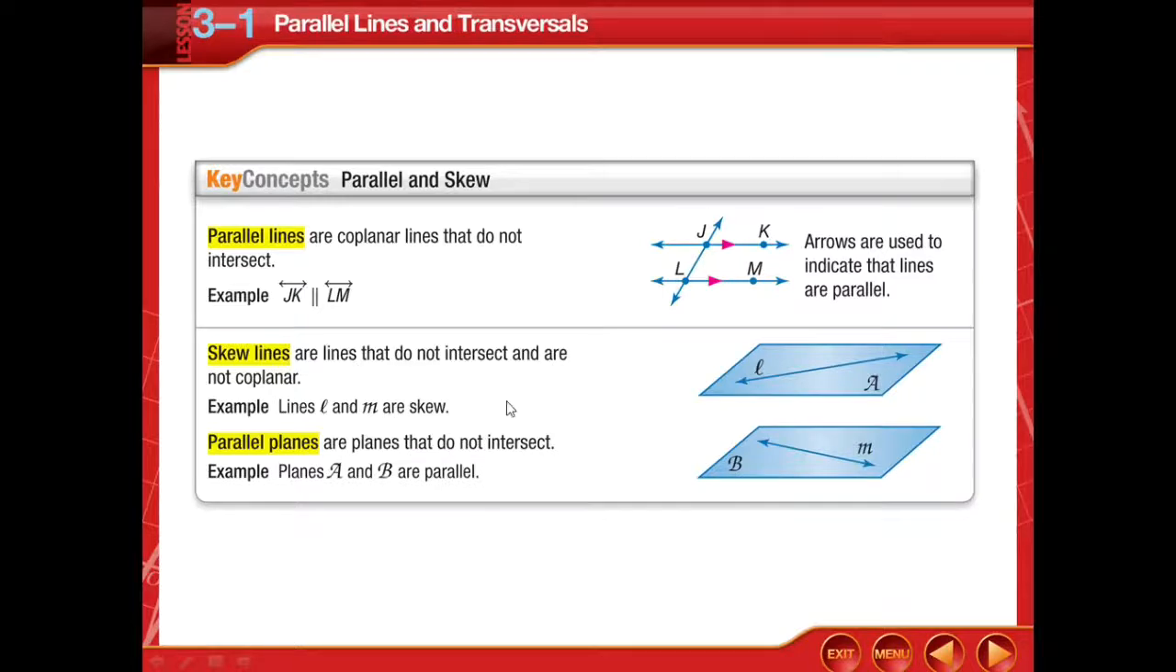Skew lines are lines that do not intersect and are not coplanar. So for example, L is on this plane A and M is on this plane B. They are skew lines because they will never intersect. Parallel planes are planes that do not intersect, if you think about the floor and the ceiling or opposite walls in a room.